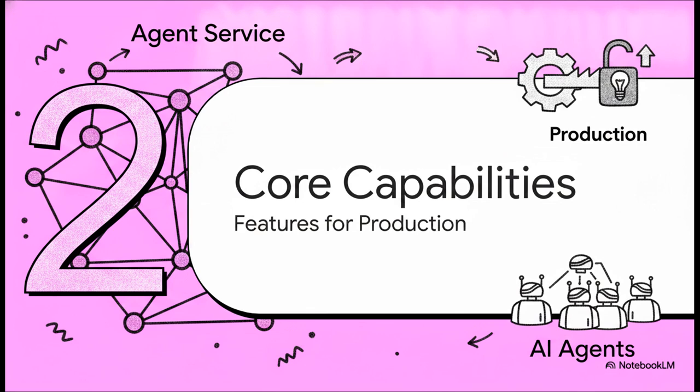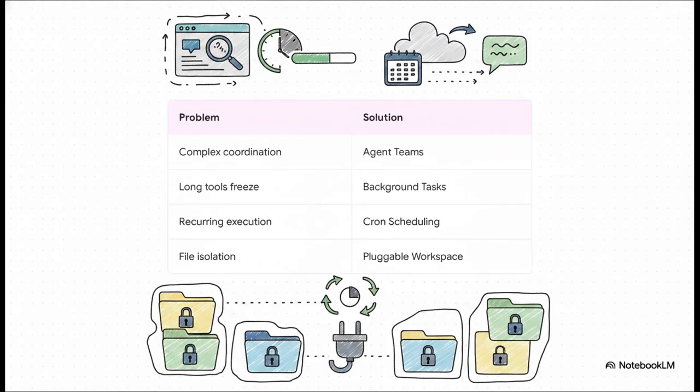Moving into part two, core capabilities unlocked. Let's look at what actually sets the agent service apart when you get into production. It's fascinating how specific developer headaches map directly to built-in solutions here. For instance, if your agent needs to go off and scrape some massive website, your user shouldn't be sitting there staring at a frozen chat screen, right?